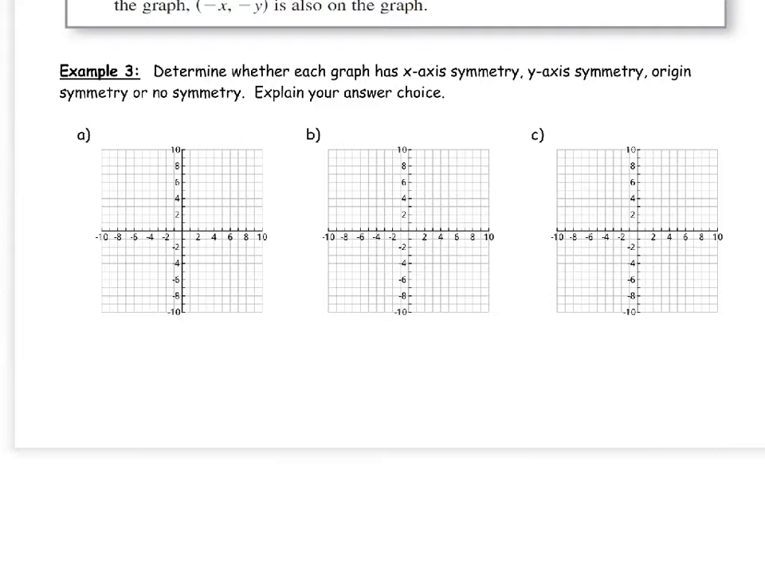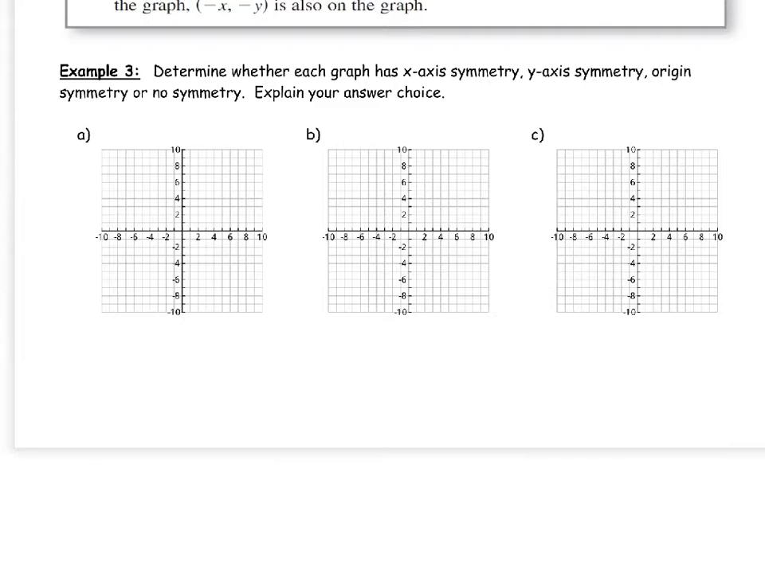Notice along the x-axis, if I were to fold along that line, I would not get 2 equal halves to that graph. The same thing can be said if I were to fold along the y-axis. I would not split that graph right down the middle. So, therefore, both of these are a no.